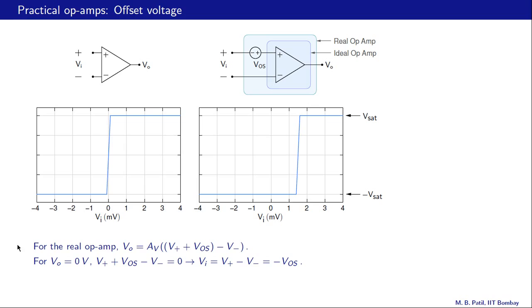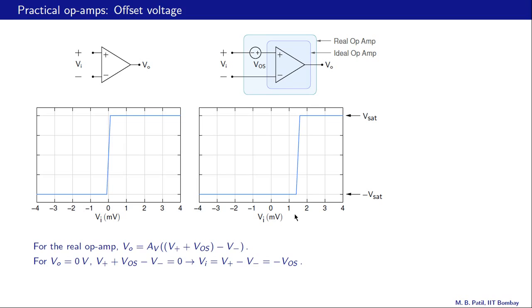So all we need to do now is to put VO equal to 0 in this equation. Then we get V plus VOS minus V minus equal to 0. This equation here. What is V plus minus V minus? That is VI. So therefore we get VI plus VOS equal to 0, or VI equal to minus VOS.